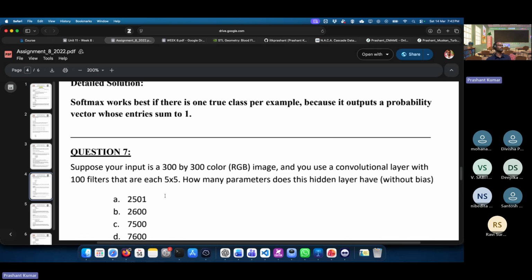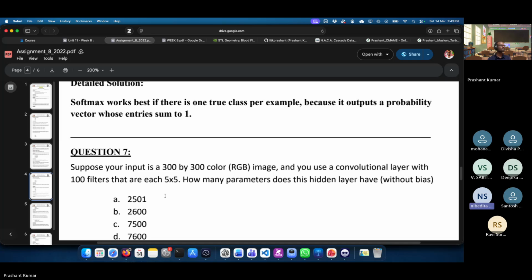Suppose your input is 300 by 300 color, and you have a convolution layer with 100 filters, each 5 by 5. How many parameters does this convolution hidden layer have, without bias? Pretty simple, right? 300 minus 5 divided by 1, plus 1, so 296, into 100, right?